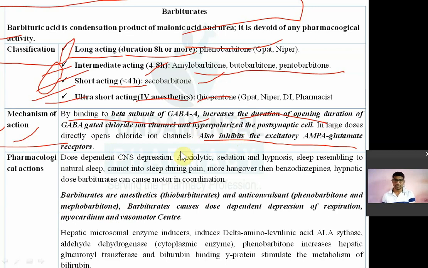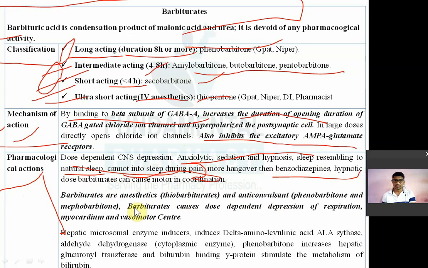These are the mechanisms, but barbiturates are not selective in their action as compared to benzodiazepines. Benzodiazepines are selective in action. Remember this. Pharmacological actions of benzodiazepines: dose-dependent CNS depression, anxiolysis, sedation, hypnosis, and sleep resembling natural sleep. Barbiturates cannot induce sleep during pain. But benzodiazepines can. Barbiturates also cause more hangover than benzodiazepines.